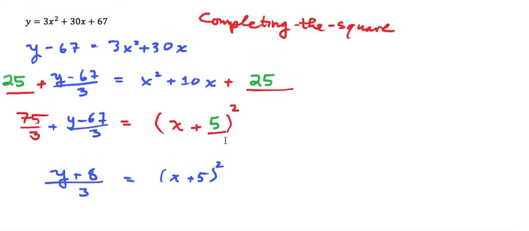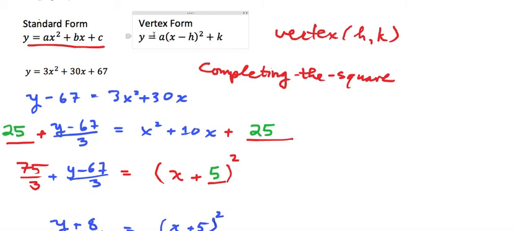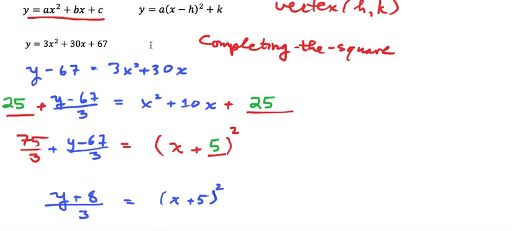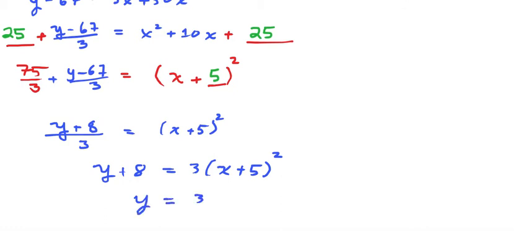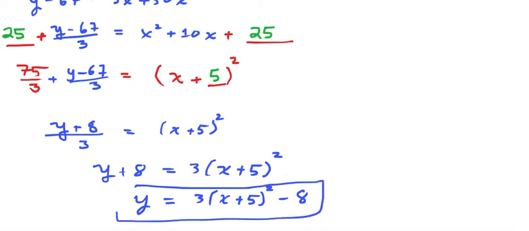Now remember, we want to get it into vertex form when we have y by itself, and so that's effectively what we're doing here in the last couple of steps. It's just isolating y, getting y to be by itself. So multiply both sides by 3, and we get 3 times (x plus 5) quantity squared, and then subtract 8 from both sides. So y equals 3 times (x plus 5) quantity squared minus 8. So there you have it. Once you do all this work, we get this down to vertex form.